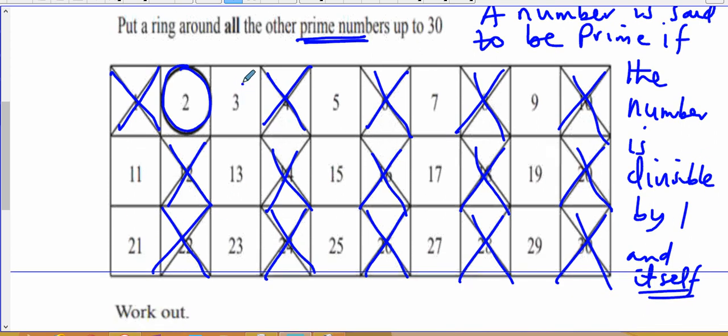Okay. 3, put a ring. Put a ring around all the other prime numbers up to 30. Okay, let me put a ring. Let me try to find a ring over here. Do you have a ring? Okay, yes, we do.